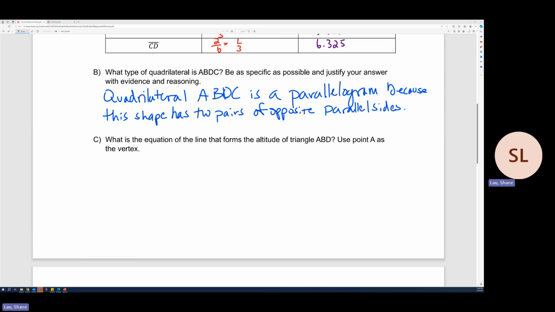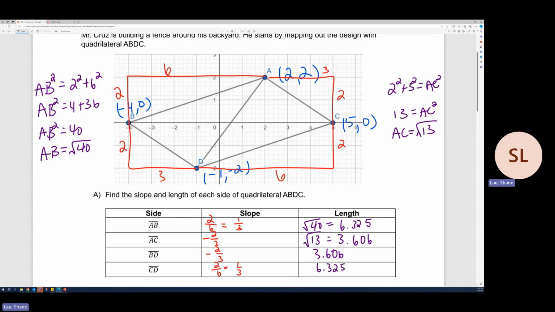Okay. What is the equation of the line that forms the altitude of triangle ABD? A couple things. One, you want an equation. Two, you want the altitude. And you're working with the triangle ABD. You use point A as the vertex. So just go ahead and label it. We're looking at this particular triangle, and we're going to use point A to our advantage here. We know that it's going to cross BD, where there is a right angle.